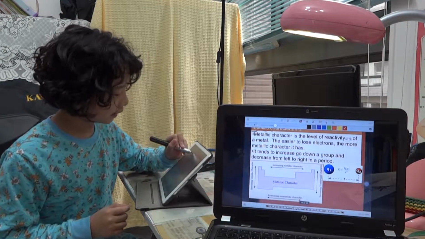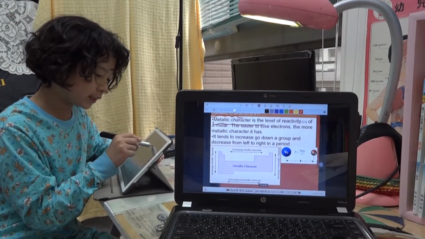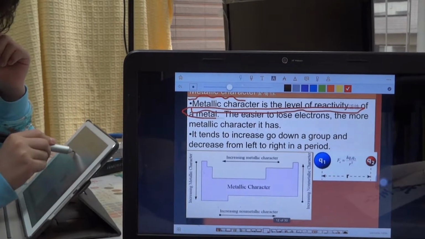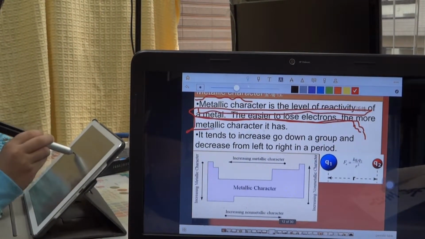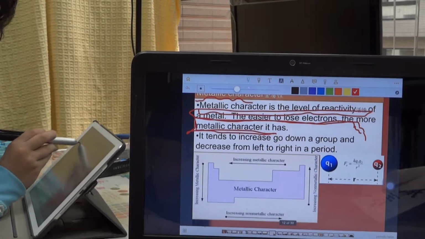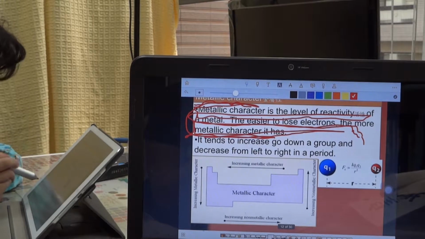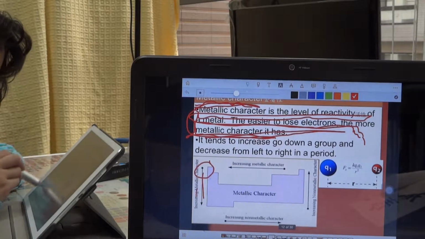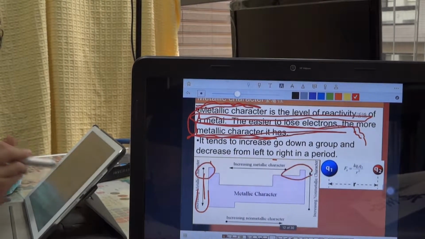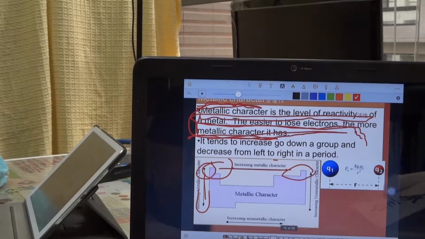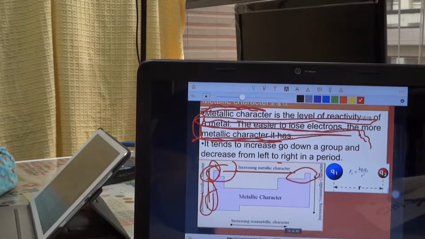What is metallic character? Metallic character is the level of reactivity of a metal, so how easily it loses electrons. The easier it is to lose electrons, the higher the metallic character is. It increases from the top to the bottom, and it increases from the right to the left. So why? First, why does it increase from the top to the bottom?